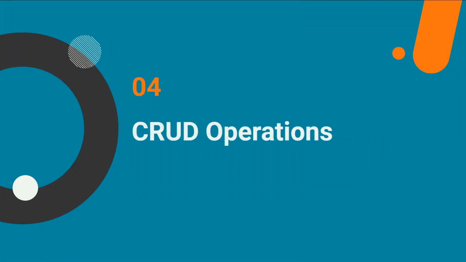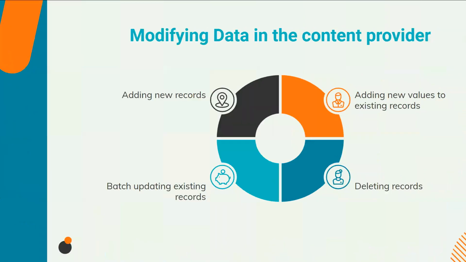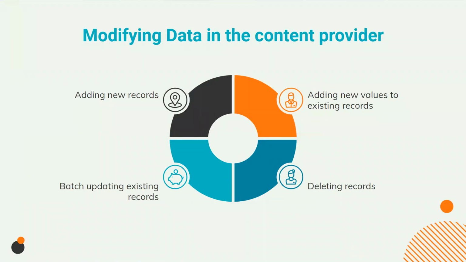So next is the CRUD operations in content providers. These are the ways in which the data is being modified in the content provider. First, you can add new records, adding new values to existing records, batch updating existing records, and deleting records.